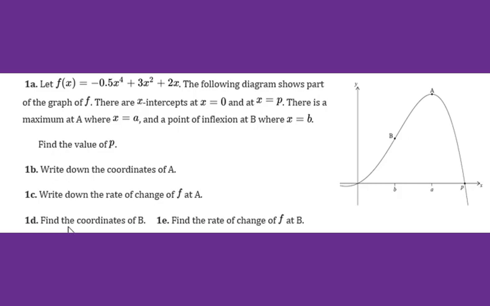For 1d, find the coordinates of b. We know this b is a point of inflection. According to the definition, the second derivative of f(x) is equal to 0. So we will set up on the graphing calculator the second derivative of f(x) equal to 0 to figure out the x-intercept. That will be the x-coordinate of b.